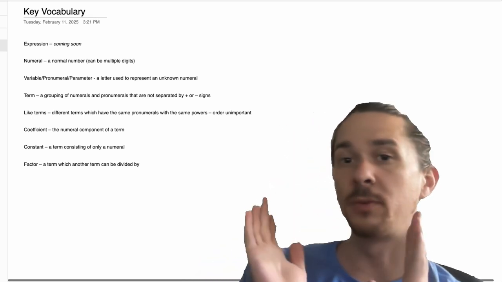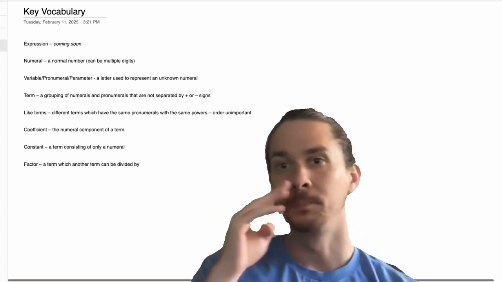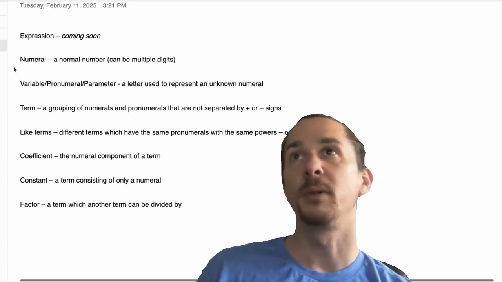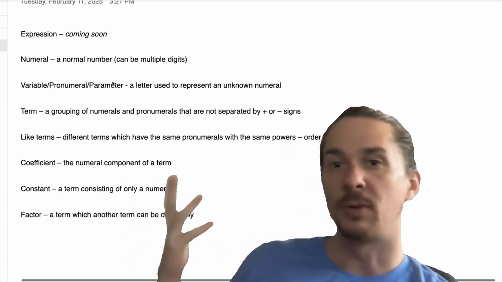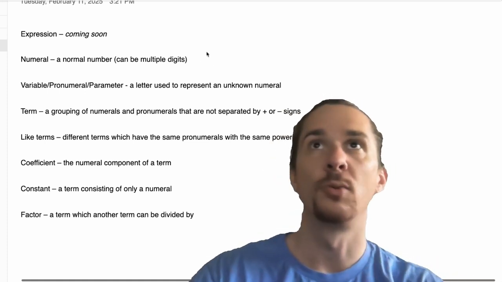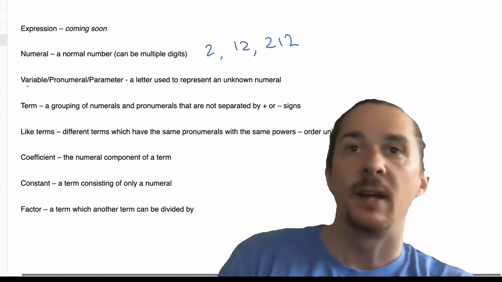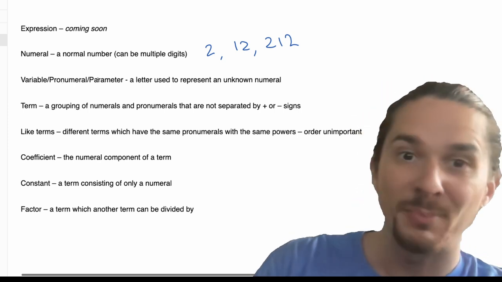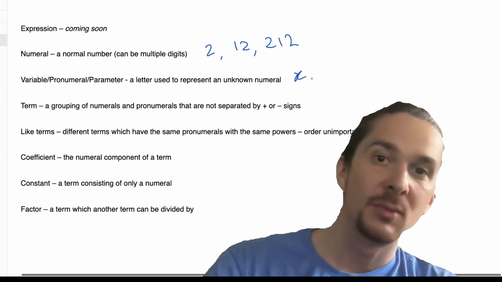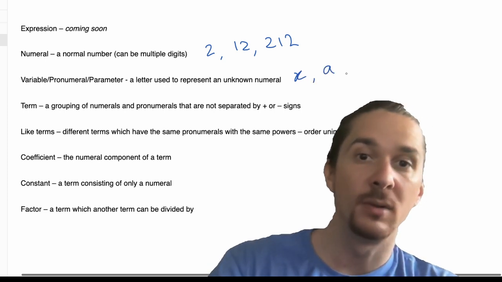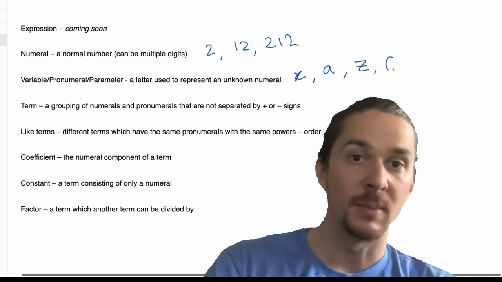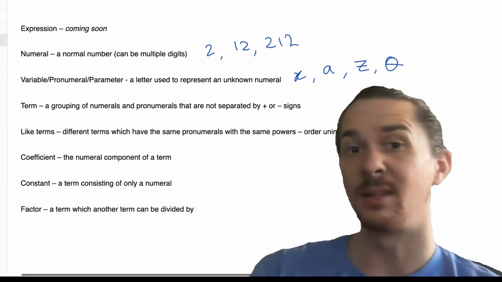First, I want to go over some vocabulary. What is a numeral? A numeral, we're going to call it a normal number. It can be multiple digits, right? So 2 is a numeral, 12 is a numeral, 212 is a numeral. What is a variable slash pronumeral slash parameter? There's a lot of names for this thing, but essentially it's a letter that we use to represent an unknown numeral, right? So it could be X, could be A, could be Z. Sometimes we even use Greek letters like theta.